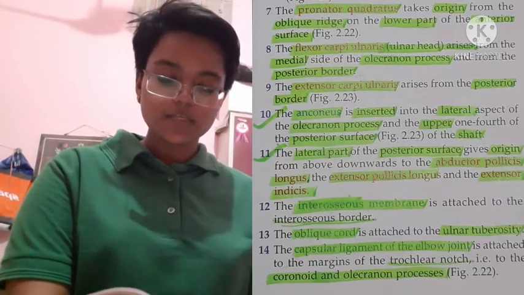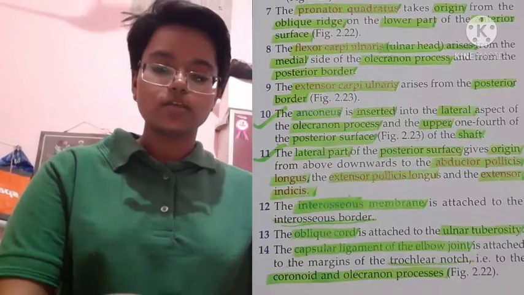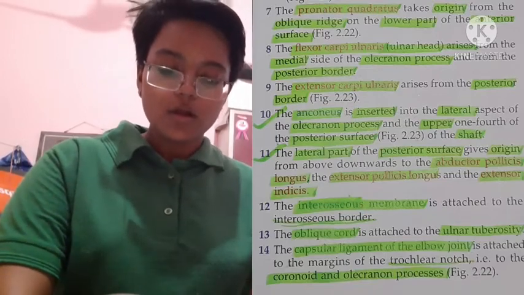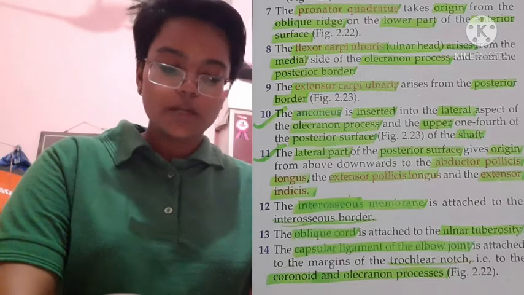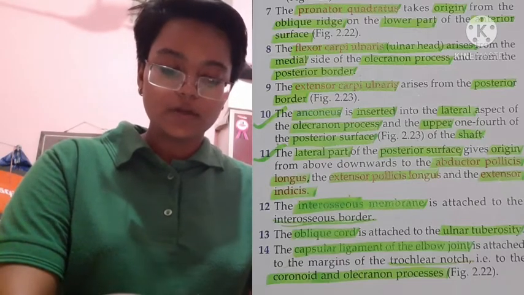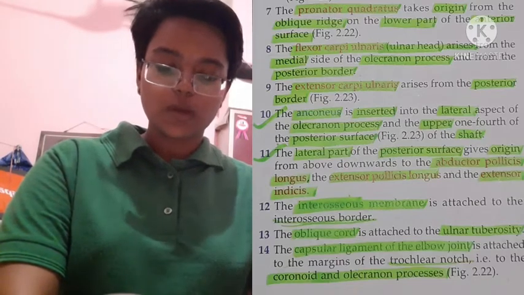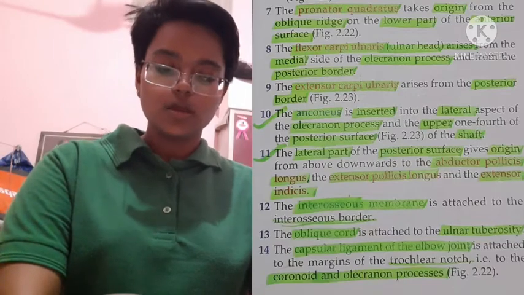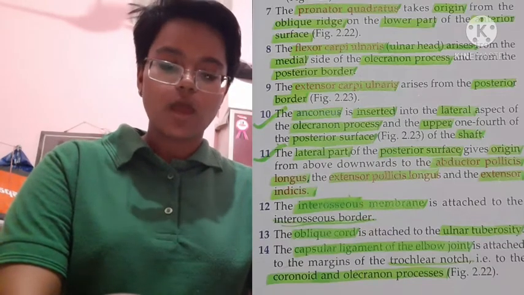The interosseous membrane is attached to the interosseous border. The oblique cord is attached to the ulnar tuberosity. The capsular ligament of the elbow joint is attached to the margins of the trochlear notch, that is, to the coronoid and olecranon process.